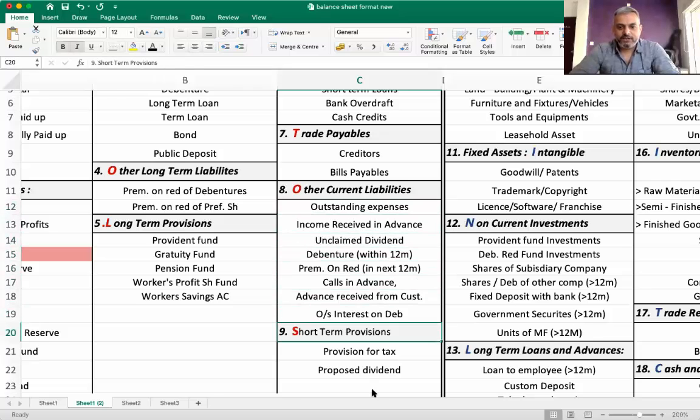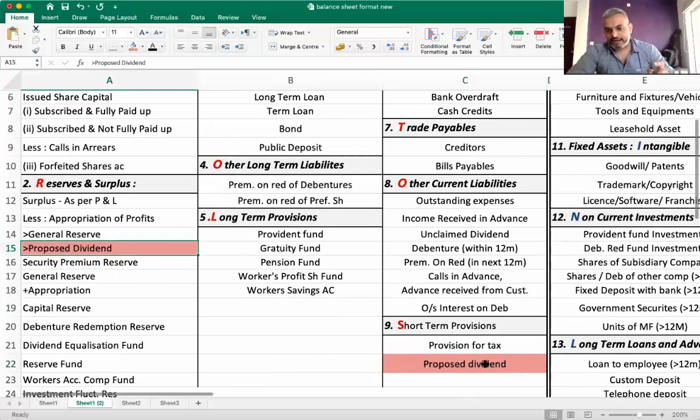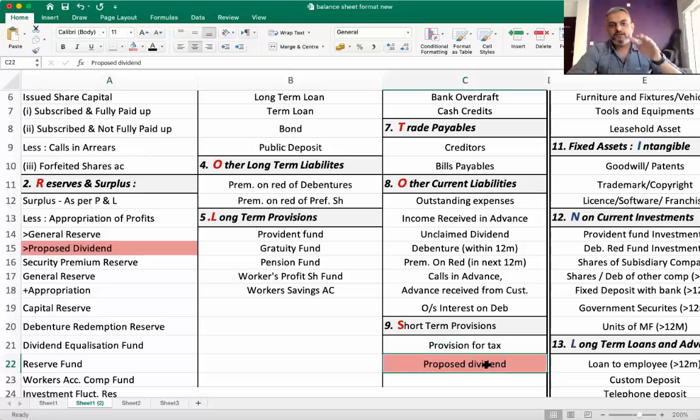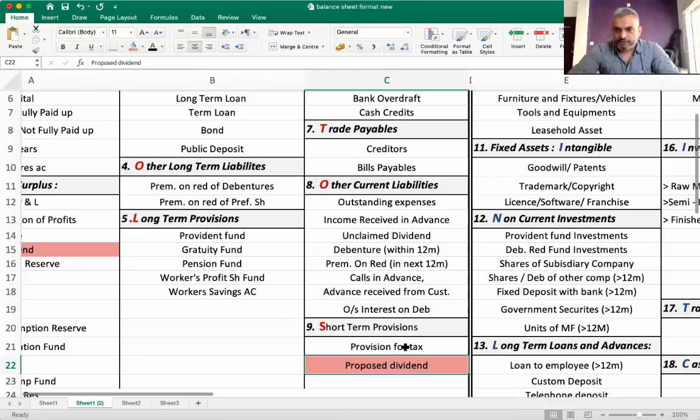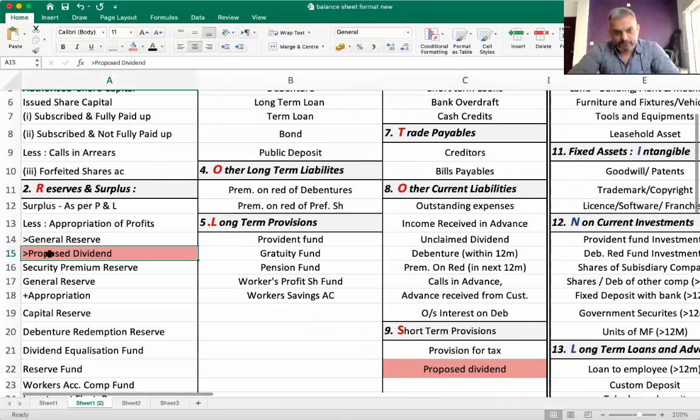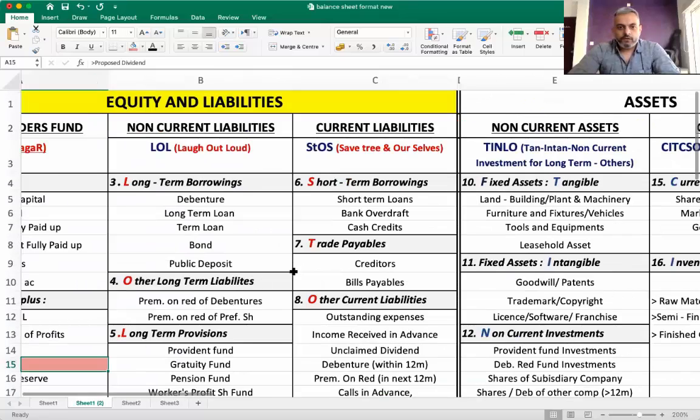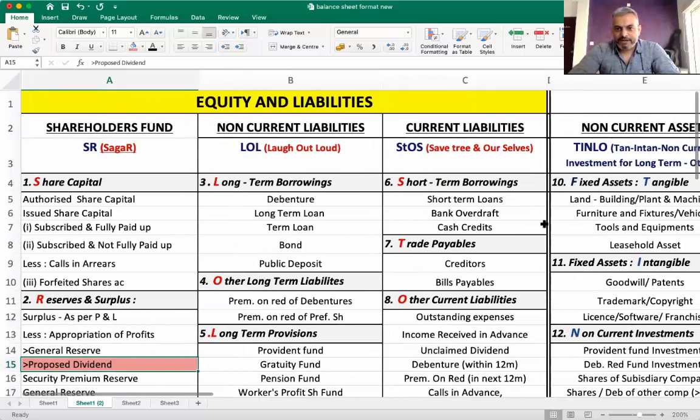And then finally short-term provision. So what is short-term provision? Provision for tax, which we have seen in the statement of profit and loss, and proposed dividend, which we have seen over here. So the second effect comes over here in short-term provision. So provision for tax from the statement of profit and loss and proposed dividend right from here. So this is equity and liabilities.